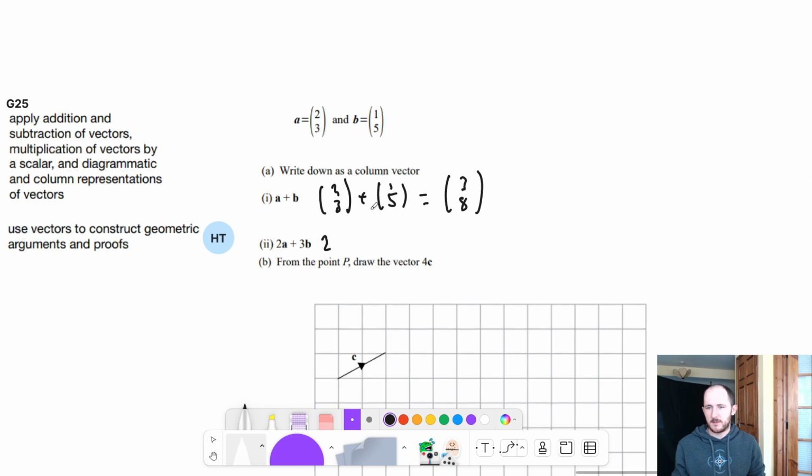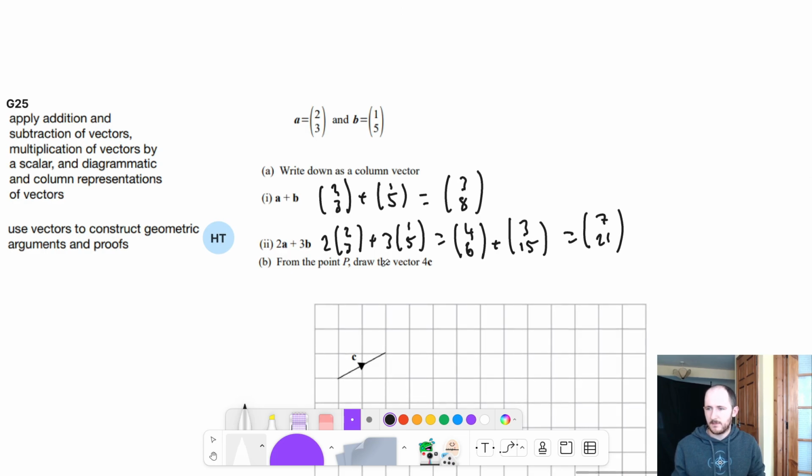So when you have 2 times a plus 3b. Well, again, it's actually quite pleasant. All you need to do when you multiply by a scalar is you times both numbers by the number outside the bracket. So it's 2 times 2, which is 4, 2 times 3, which is 6, plus 3 times 1, which is 3, over 5 times 3, which is 15, and then again we're adding the numbers. Easy.